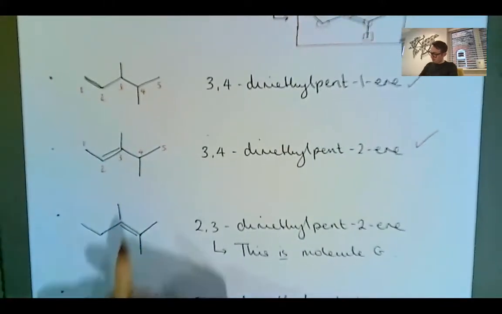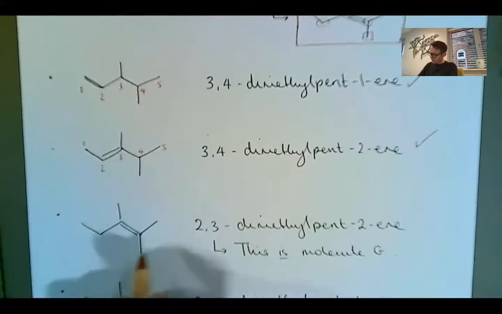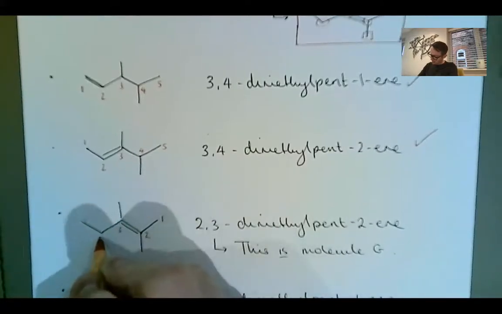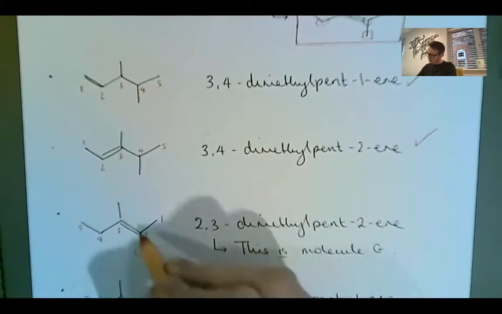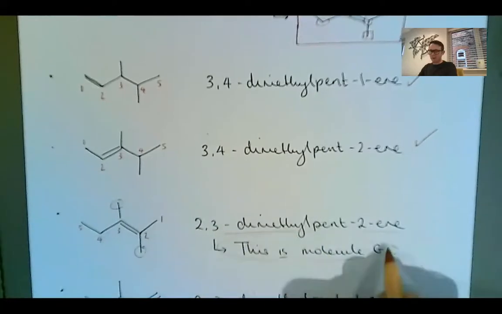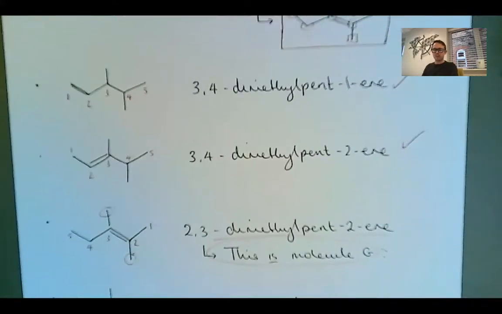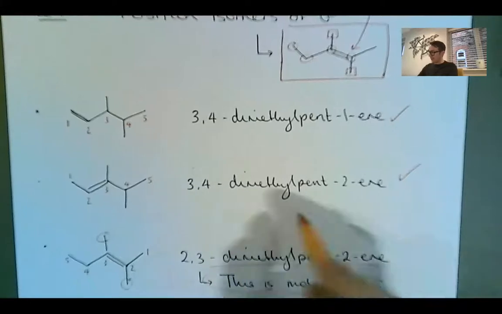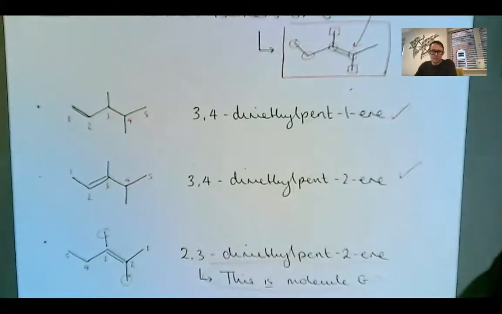Next, I move the double bond on along one further to here. So this time I'm now going to start numbering in the opposite direction, because the double bond has to have the lowest number. So this is going to be 2,3-dimethylpent-2-ene. But again, remember, if the question asks you for isomers of, you can't include the structure again. So that actually is molecule G. So technically, even though that is a correct structure, it isn't an isomer of the molecule. It's just the exact same molecule again.